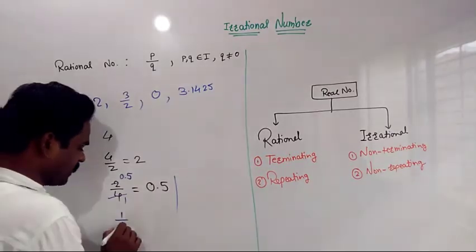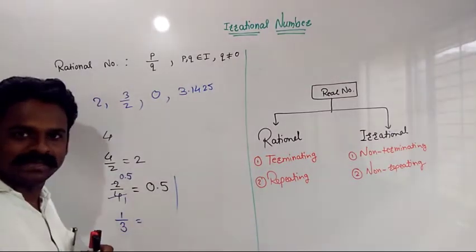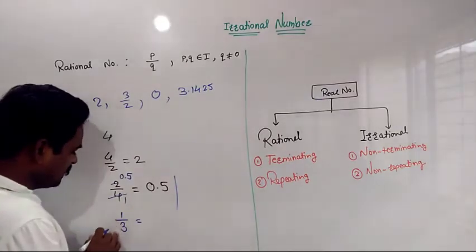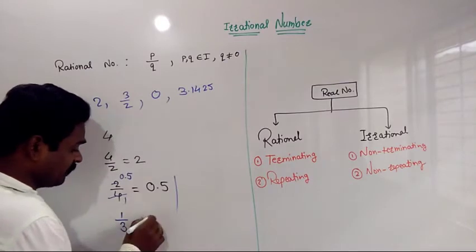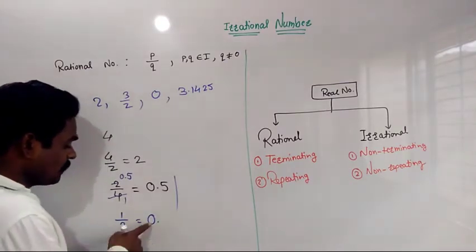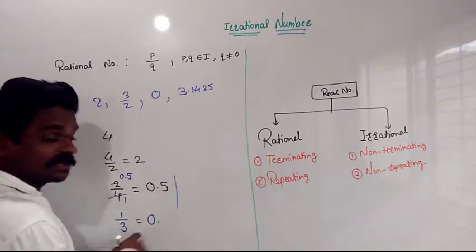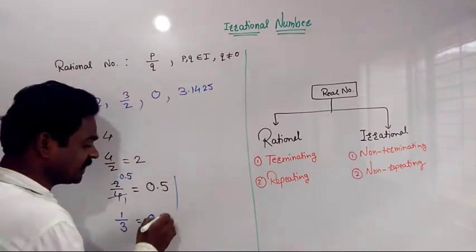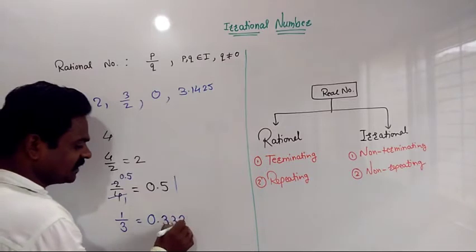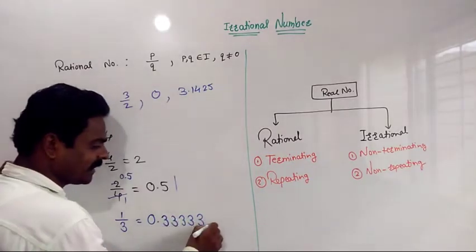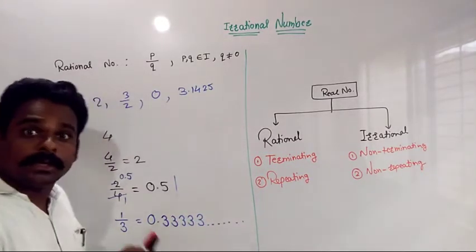Suppose I have taken here 1 by 3. If I divide this 1 by 3, 1 is not divisible by 3, so we will take here 0 point. It will become 10. So 3 threes are 9. Then again 1 is left. That means 10, 3 threes are 9, and so on. It is not terminating.